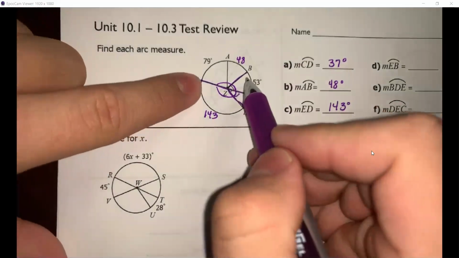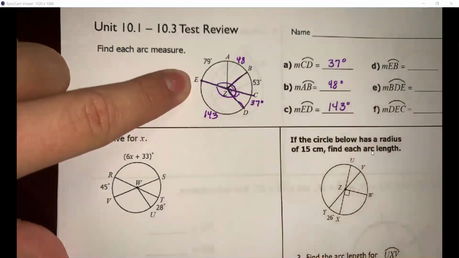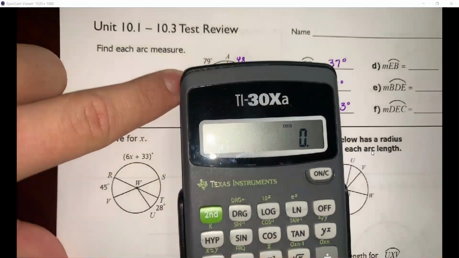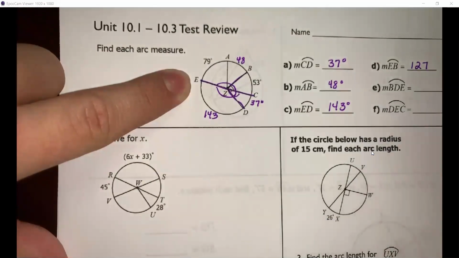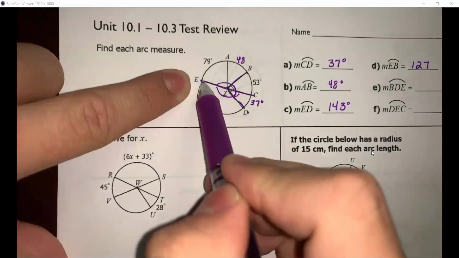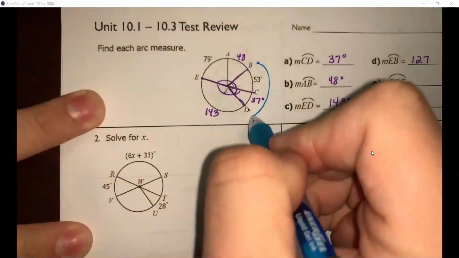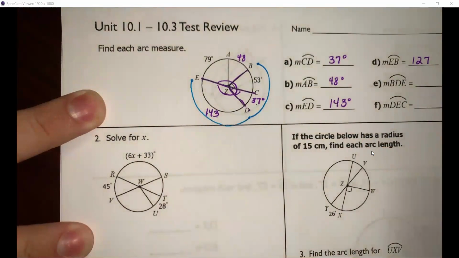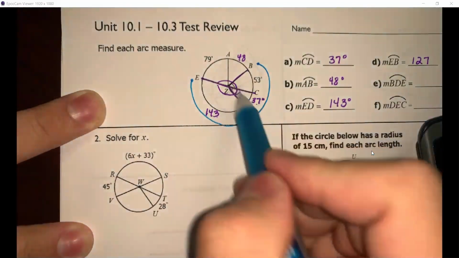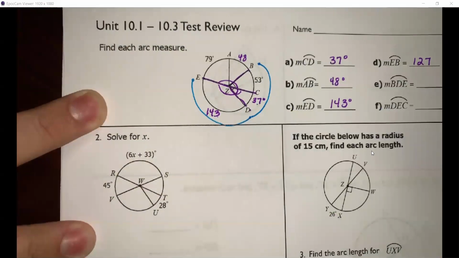So if I wanted to know the measure of arc EB now, again, EB is both of these arcs connected. So I'm going to add 79 and 48. 79 plus 48 is equal to 127. And then for arc BDE, to figure out the measure of this arc from B to D to E, I'm going to add together these three angles because that's what makes up that arc. So 53 plus 37, we already know that was 90. 90 plus 143 gives us 233 degrees for that one.